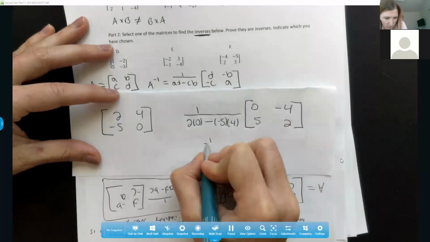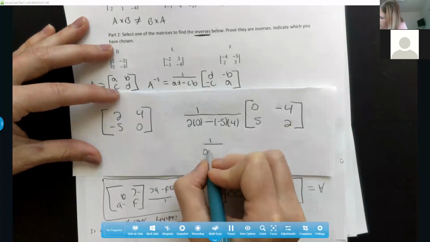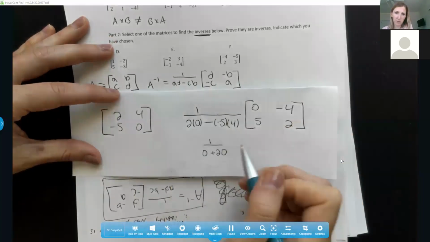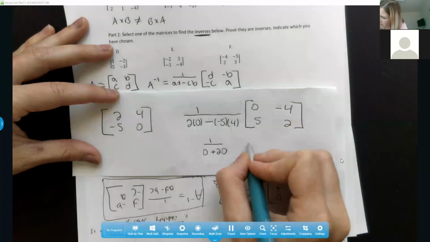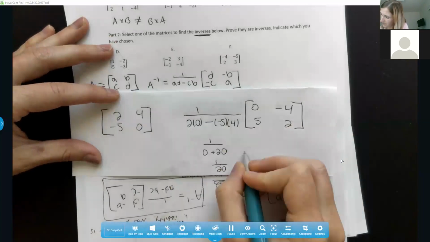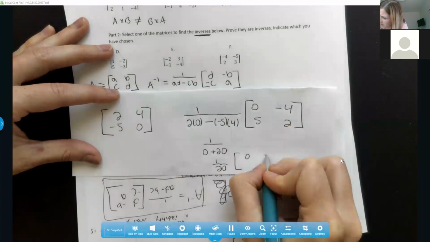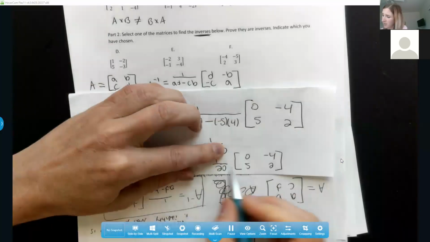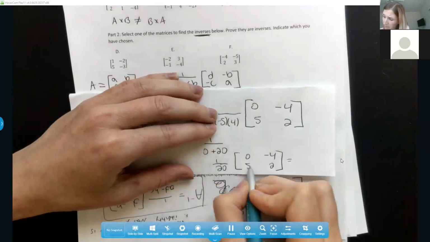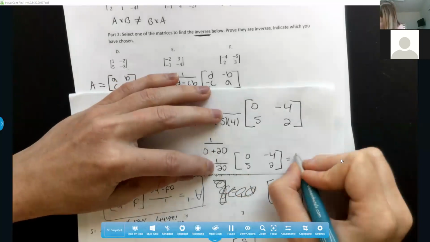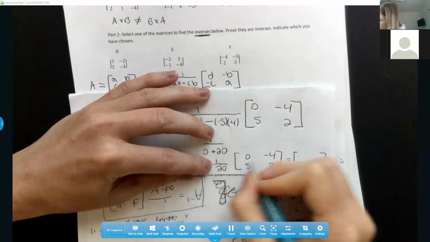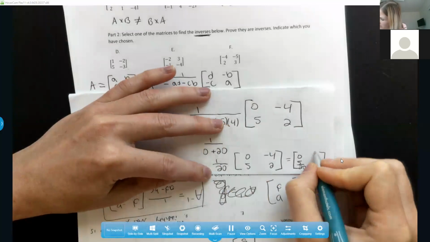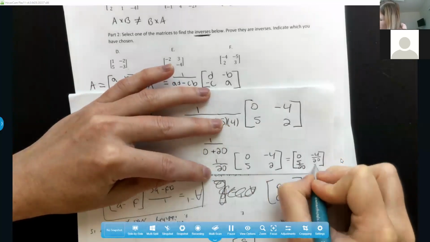This is going to be 1 over 2 times 0 is 0 plus 20 because the two negatives make a positive. So this is the same thing as 1 over 20. Now what I do when I have that on the outside, to multiply, I basically just multiply everything in the matrix by that 1 over 20. So I can keep it as a fraction. Anything times 0 is obviously 0. I'll put 5 over 20 here, negative 4 over 20 here, and 2 over 20 here.